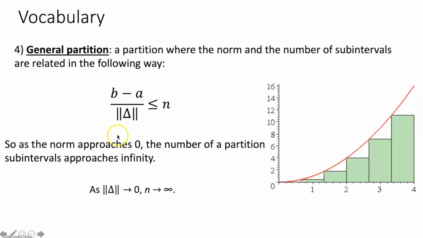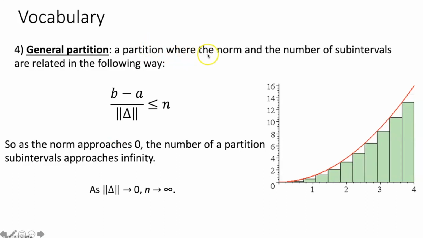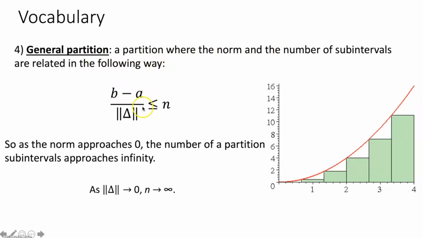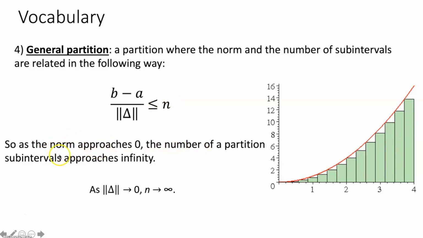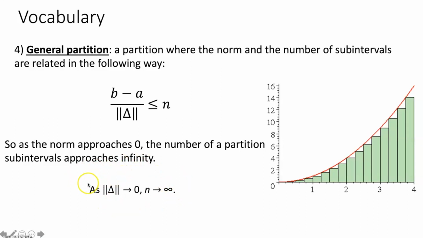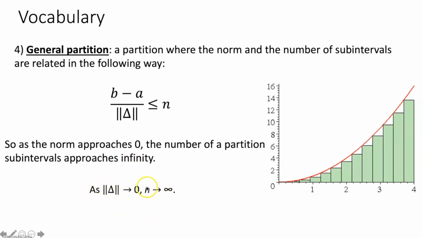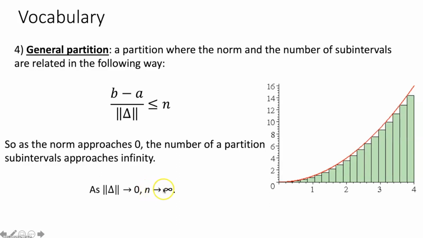Now, a general partition would be a partition where the norm and the number of subintervals are related in the following way, where b minus a over the norm has to be less than or equal to n, the number of partition subintervals. So as the norm approaches 0, the number of partition subintervals approaches infinity. The way we write that with our math symbols would be as the norm approaches 0, n, the number of partition subintervals, would approach infinity.